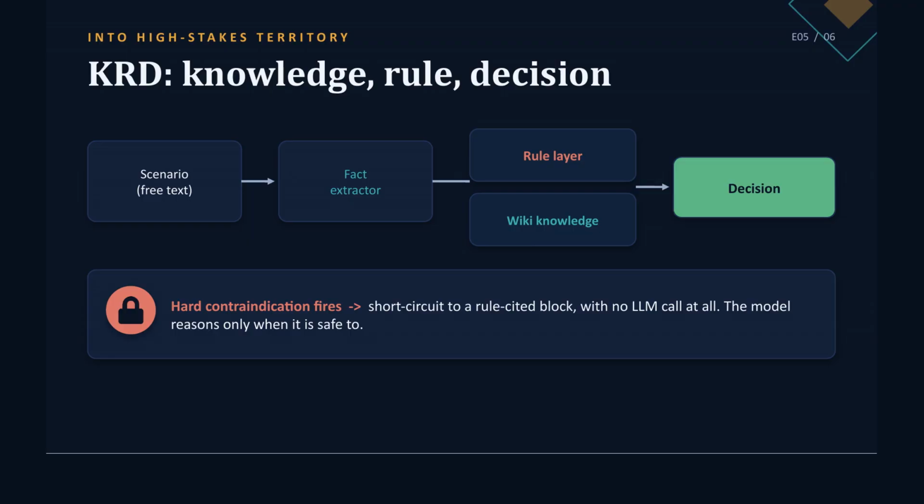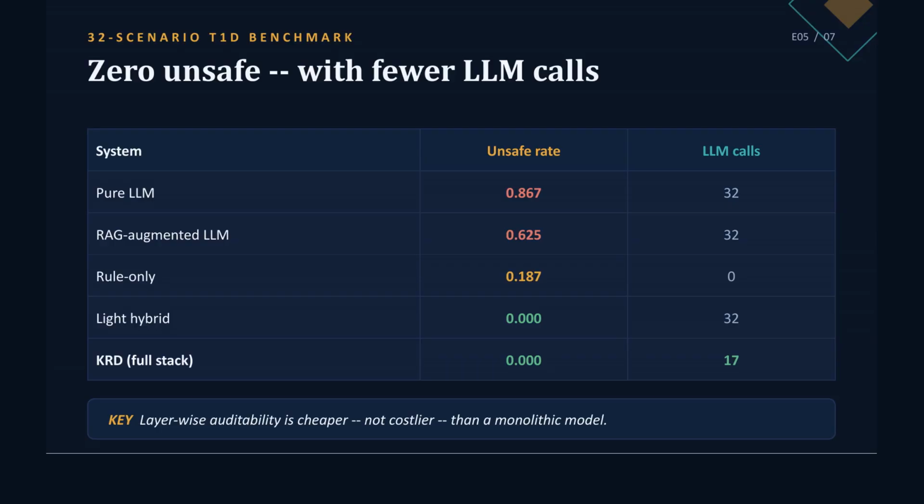The crucial move is this: whenever a hard contraindication fires, the system short-circuits straight to a blocking response that cites the rule, and never even calls the language model. The model is asked to reason only when it is actually safe to. And the benchmark tells a clear story. On 32 type 1 diabetes scenarios, we measured the unsafe suggestion rate.